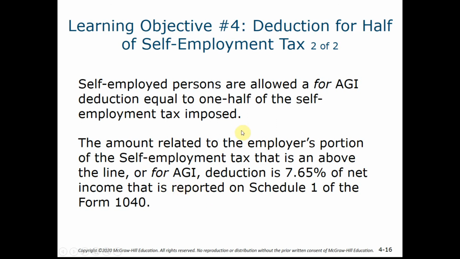I mentioned earlier it's limited to one-half, and this is a breakdown then of the deduction. I think that 7.65% is on each side for the employee, and the employer portion, as I said earlier, is 6.2% plus 1.45% for Social Security and Medicare, respectively. And this is a for AGI deduction, and we report that on Schedule 1 of Form 1040.